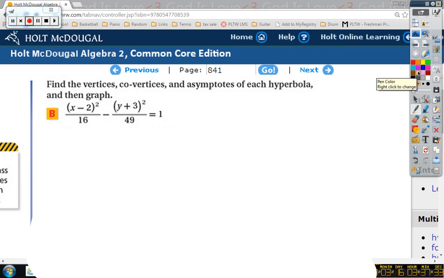Okay, so first let's figure out where the center, H and K, is. So I know H, K, max and Y. Well, my H is going to be positive 2, my K is going to be negative 3. So there's my center. I know that because the X is first, we have a horizontal graph.